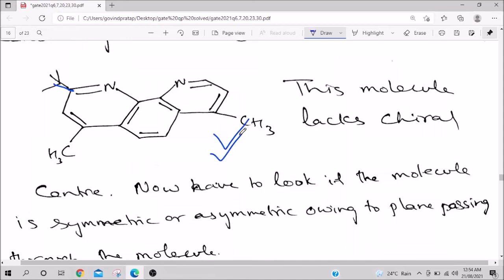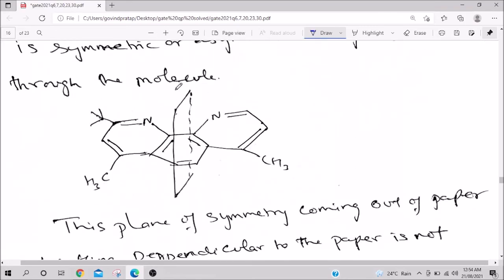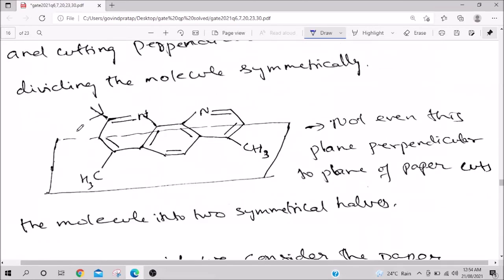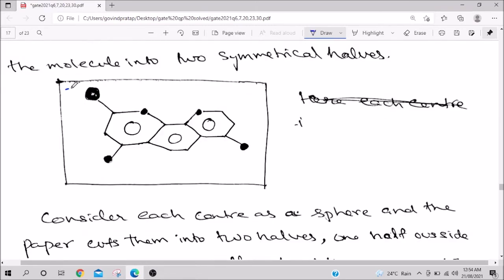So, this can be optically active if it does not have a plane of symmetry, but I will show you very soon that it has a plane of symmetry and therefore, it is optically inactive. I was saying if we cut here as a plane, a plane means it should be 2 dimensional, not 1 dimensional. Okay? If you cut from the center, it looks asymmetrical because the tertiary butyl group is on that side and here it is not there. But imagine you are cutting on the screen itself.